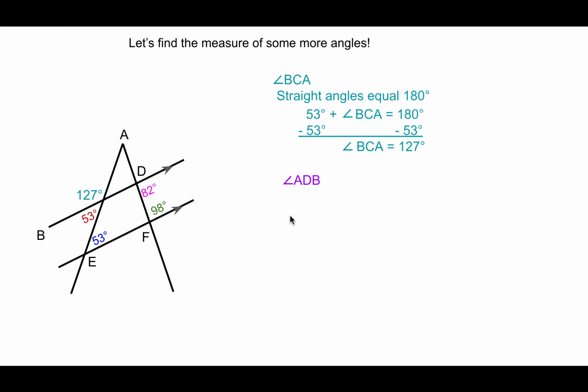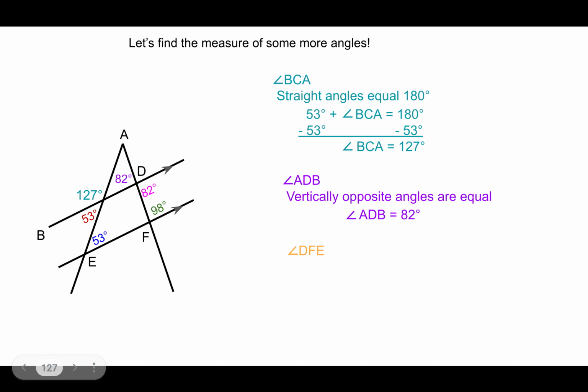Now let's find the purple one, angle ADB. There it is. And what do we know about that? Well, I noticed that it's a vertically opposite angle, and it's vertically opposite from the pink one, which is 82 degrees. So angle ADB must equal 82 degrees. Let's find one more.